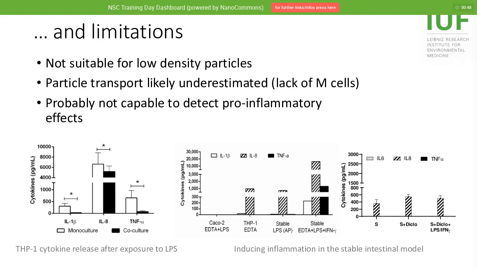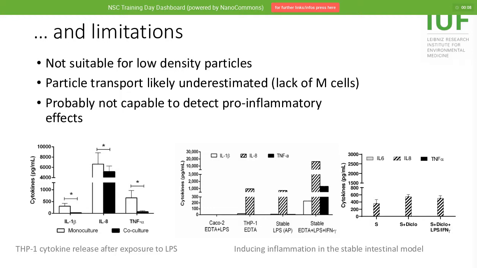Also, due to the lack of M cells, the particle transport is likely underestimated. So I would not recommend this model if you want to focus on particle uptake and particle translocation. It is also probably not capable, the model that is, to detect pro-inflammatory effects, which may sound a bit strange, keeping in mind that we have an immunocompetent cell type in it. But the problem is shown here in this graph at the bottom left. There is a very strong controlling effect of the epithelial cells over the THP1 pro-inflammatory response.